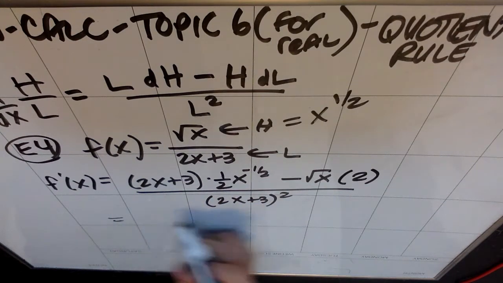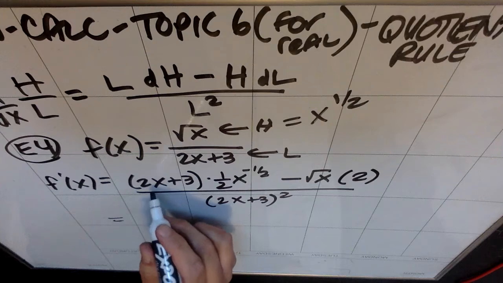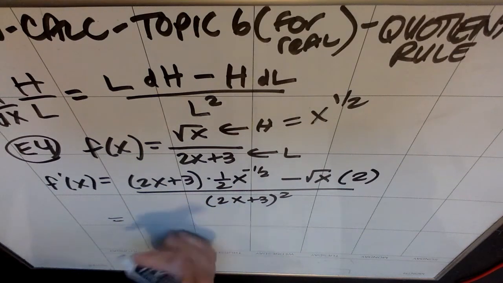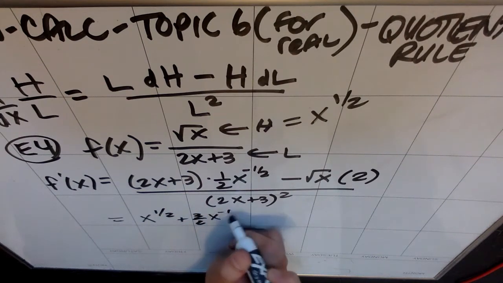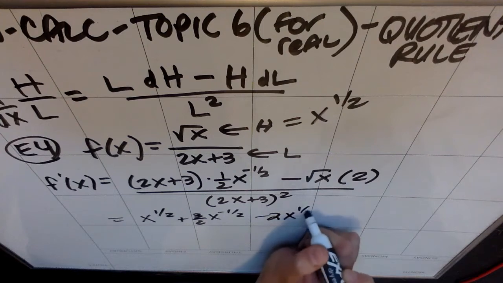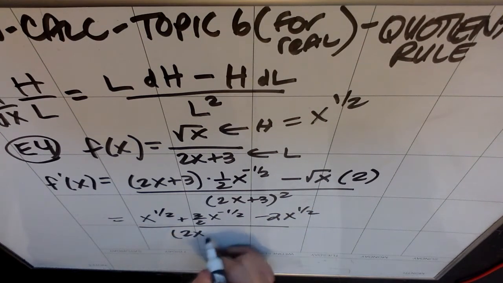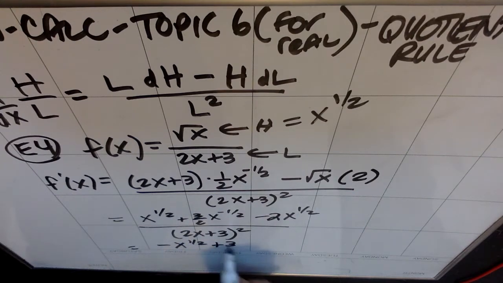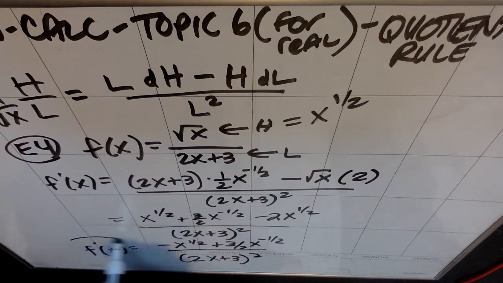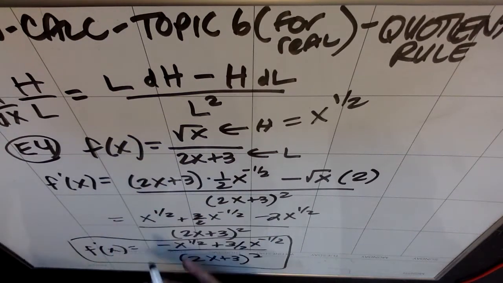So if I distribute, I'm going to get that this 1/2 times the 2 is a 1, and this is an x to the first minus the 1/2, so it's going to be x to the 1/2. So I get x to the 1/2 plus 3/2 x to the negative 1/2 minus a 2x to the 1/2 all over 2x plus 3 quantity squared, right? These are like terms, so if you wanted, you could make this a negative x to the 1/2 plus a 3/2 x to the negative 1/2 all over a 2x plus 3 quantity squared, right? And that's fine. I will show you another. So this answer is right. Technically, so were all of these answers.